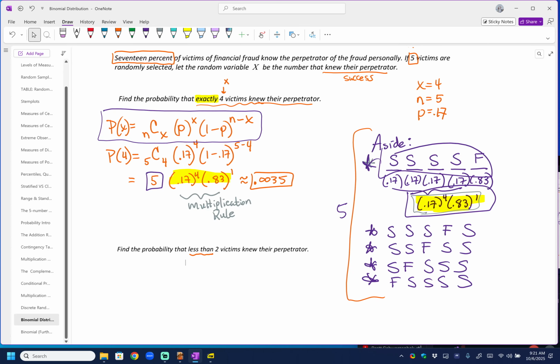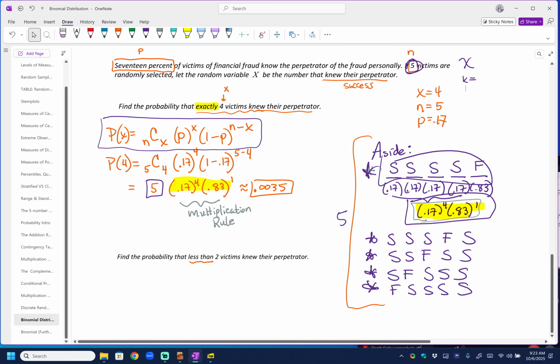You can no longer just let x be 2 and use the formula. It just doesn't make any sense. That's not what they're asking for. They're asking for less than 2. So we're trying to find the values of x in our formula that will give us less than 2 victims. Okay, since I kind of bricked myself into a corner over here, I'm going to put my aside right under the problem, and then we'll solve it afterwards.